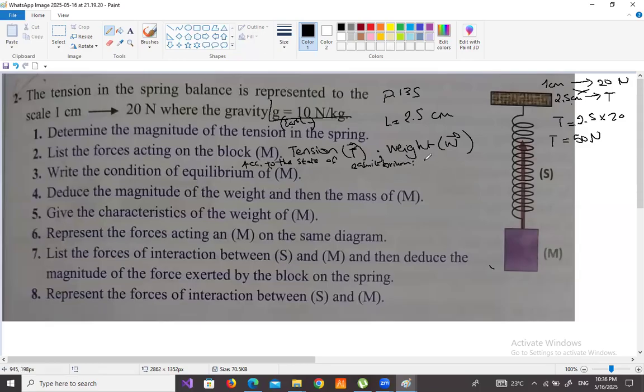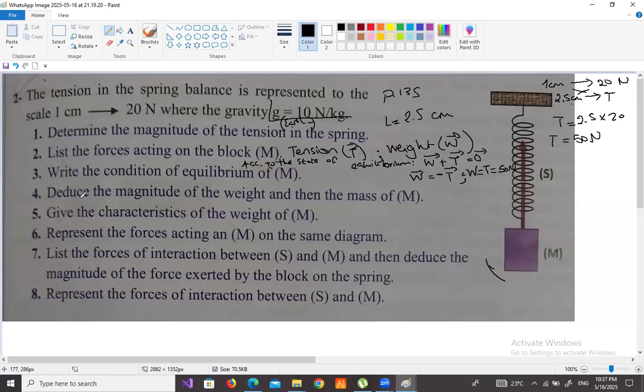We know that the two forces acting on the body are the weight plus the tension. These two forces cancel each other because the body is at rest, so they have opposite directions. One is pointing upwards: the tension is pulling it upwards. However, the weight is pulling it downwards. So they have different directions, that's why we have a negative sign. But the magnitudes are the same. So W is equal to T, which is equal to 50 Newton.